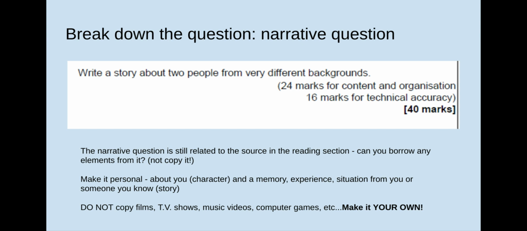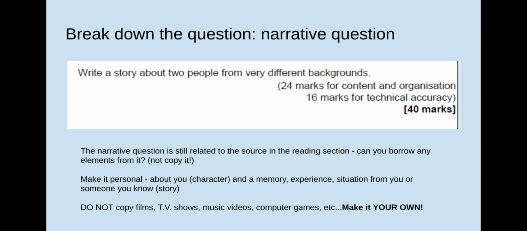Always break down the question. This is a narrative question here: write a story about 2 people from very different backgrounds. It's a very open question, but it is based on the source material. So it's still related to the source. Is there any element from the source that you can borrow? Any elements that will help you and inspire you on your own story? Of course, you can't copy it, but there are certainly elements in there that you can more than borrow. That's absolutely fine. Make it personal.